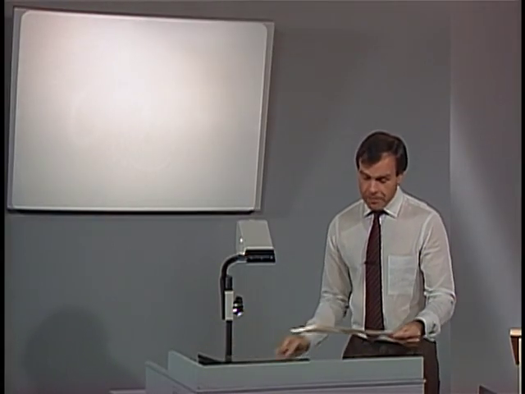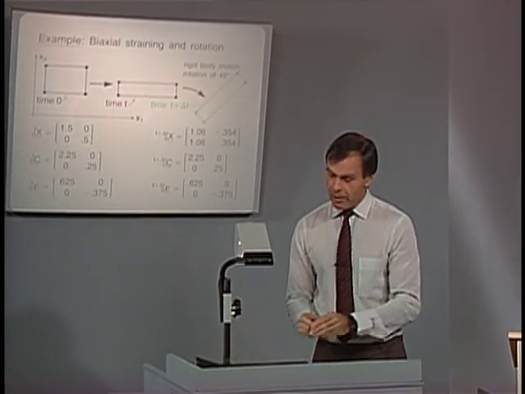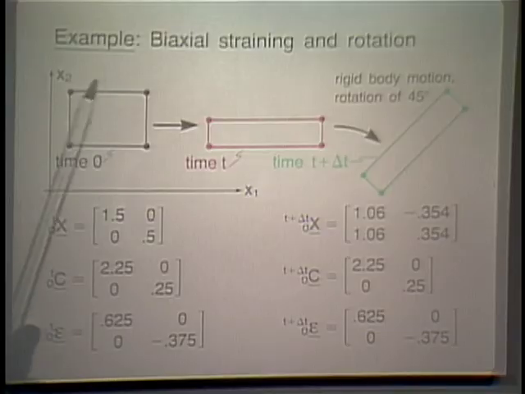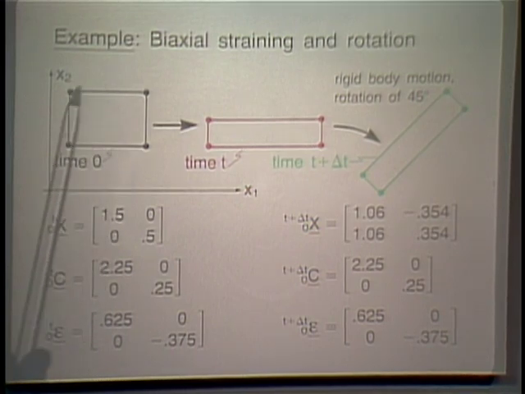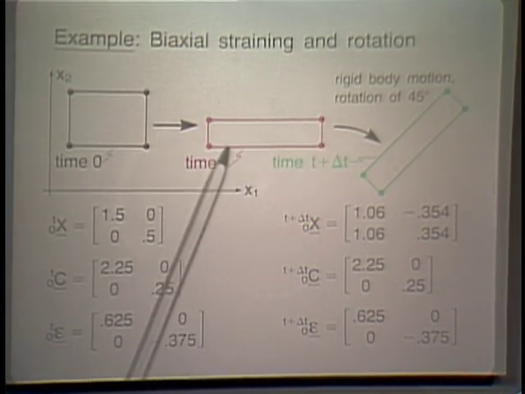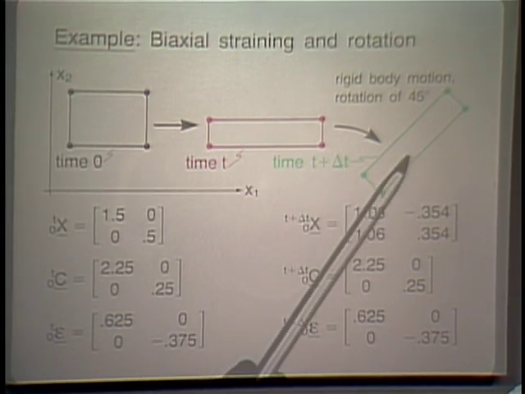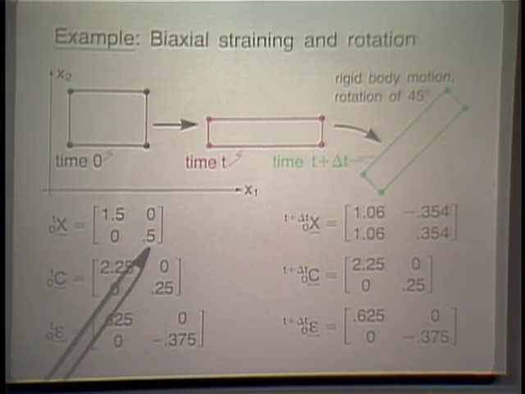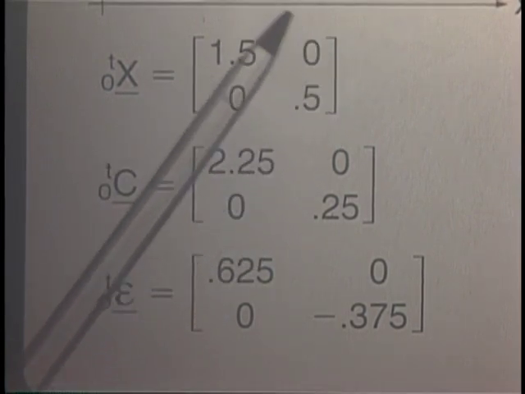Let us look at another example to calculate once more the Green-Lagrange strain. Here we have the original configuration of a 4-node element, and that 4-node element, shown black here, goes over into this configuration at time t, stretched in two directions, and then at time t plus delta t, it has rotated by 45 degrees. The deformation gradient corresponding to time t is shown here.